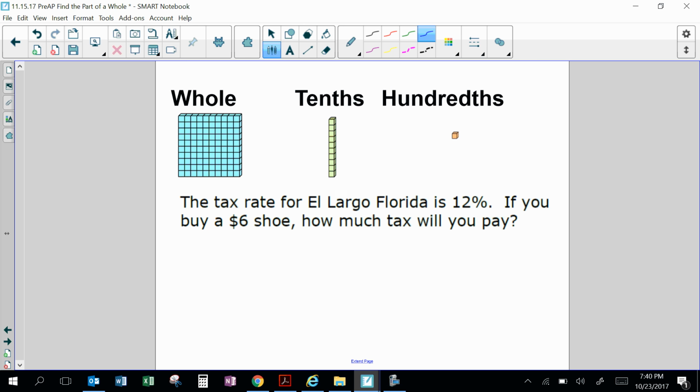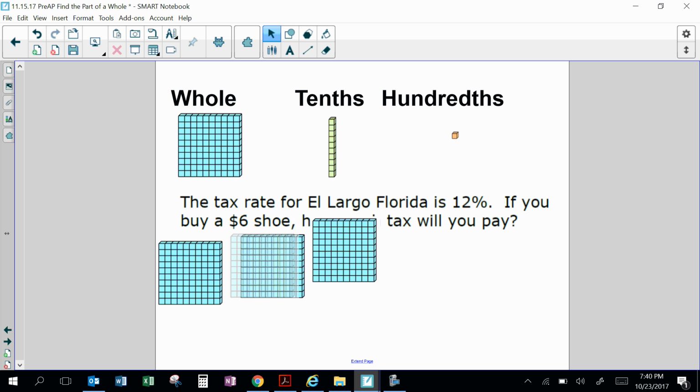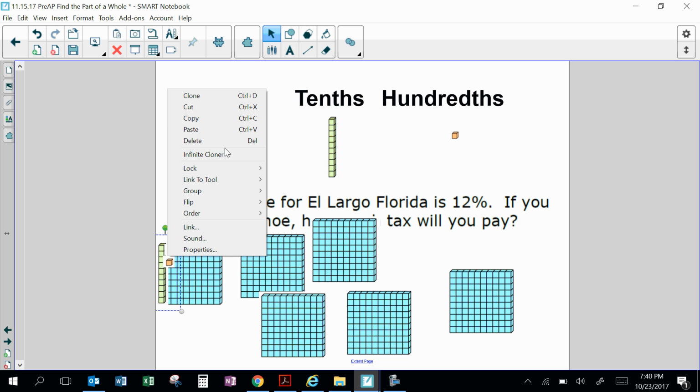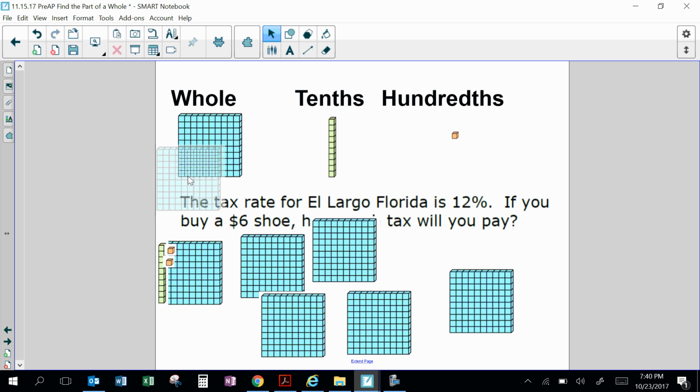And our last example, the tax rate for El Largo, Florida is 12%. If you buy a $6 shoe as such, find 12% of each dollar. So here's 12% of each dollar.